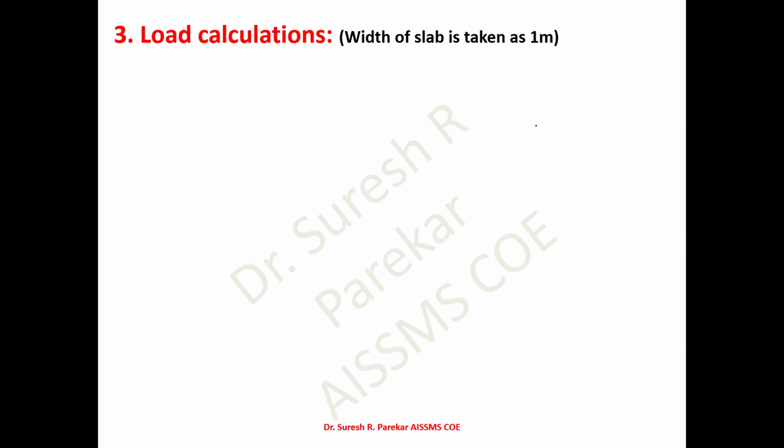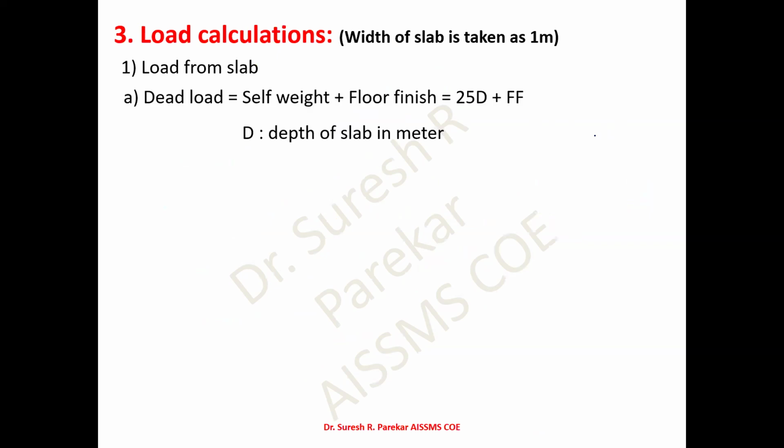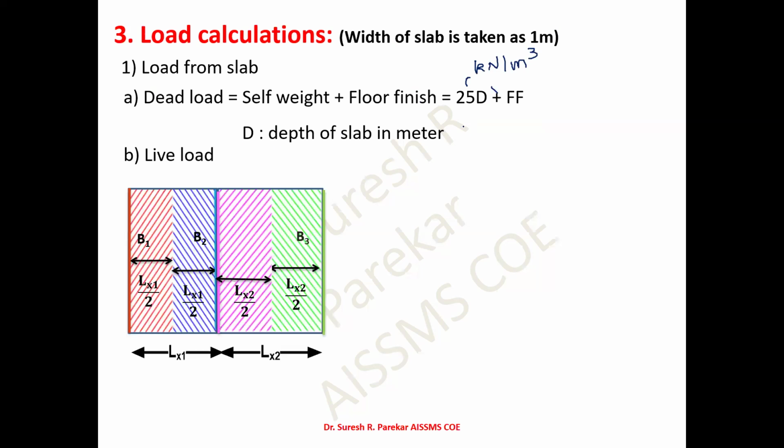So actually, the width of slab we have to take as 1 meter, and then we have to take the load from the slab. Now, the load from the slab: first, dead load, self weight plus floor finish, that is 25D. Already I mentioned 25 is the unit weight of concrete, unit is kilonewton per meter cube. D is the depth of slab in meters. Then we have live load. So we have these two loads.